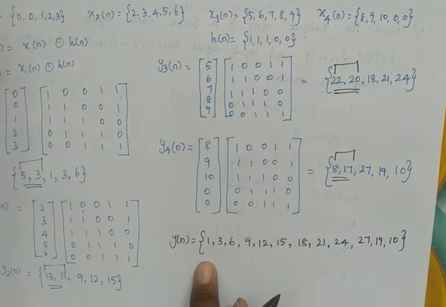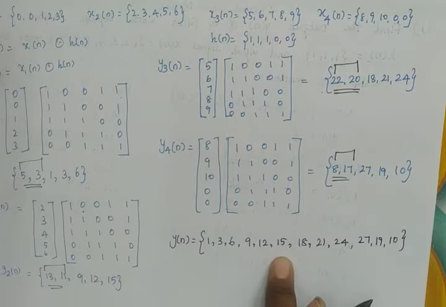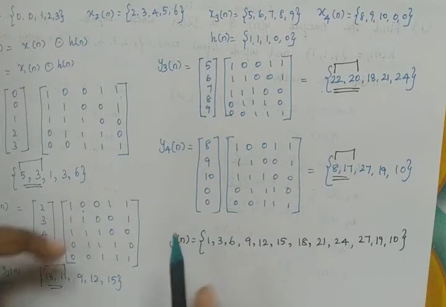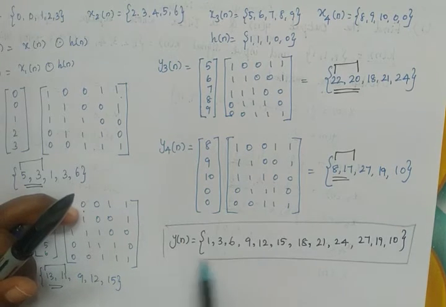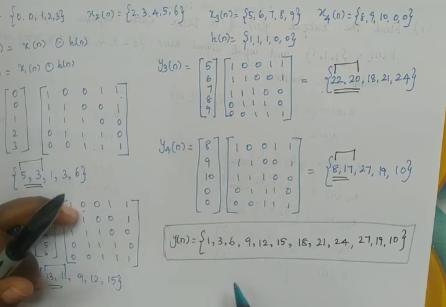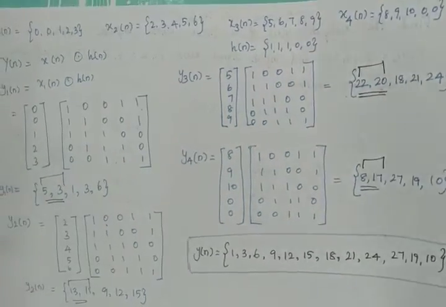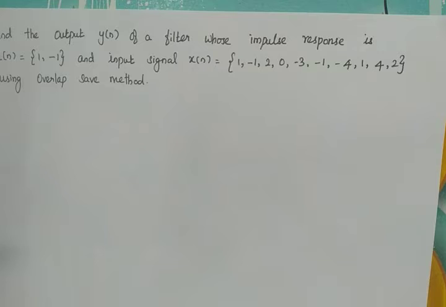So what is the final answer? Y of n is equal to 1, 3, 6, 9, 12, 15, 18, 21, 24, 27, 19, 10. So this is our final answer for this problem. You can cross check this in the overlap add method. You will get the same answer there. Now let us move on to the next problem. What is the next problem?